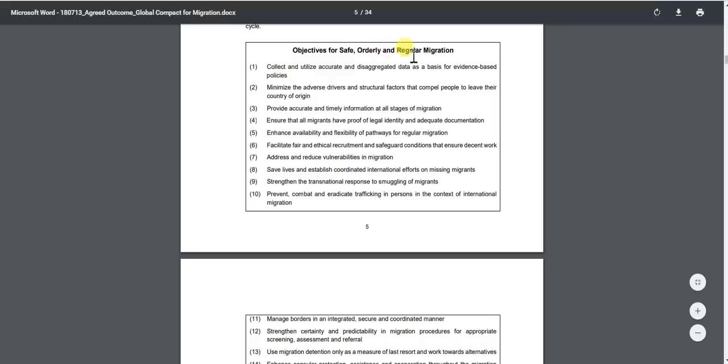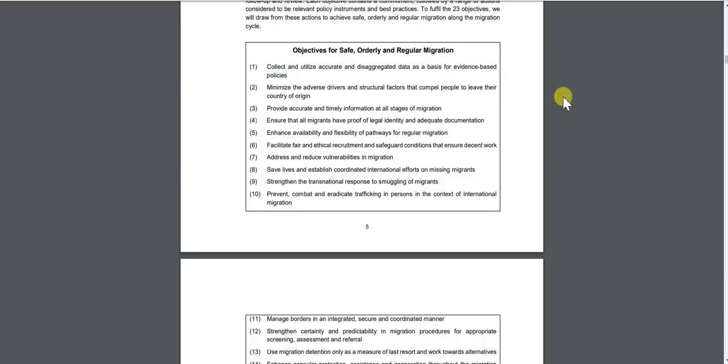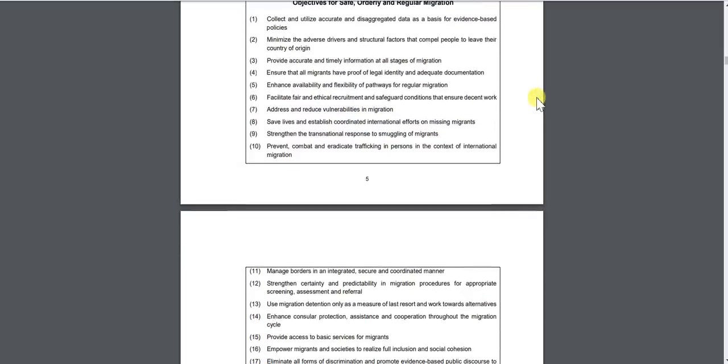So, objectives for safe and orderly migration. 1, collect and utilize accurate and disaggregated data as a basis for evidence-based policies. Evidence-based policies, by the way, everybody, was the excuse Trudeau was trying to use to take our banking data. That's why he was going to take it and let StatsCan have it all. Okay, number 2, minimize the adverse drivers and structural factors that compel people to leave their country of origin. Number 3, provide accurate and timely information at all stages of migration. Number 4, ensure that all migrants have proof of legal identity and adequate documentation.